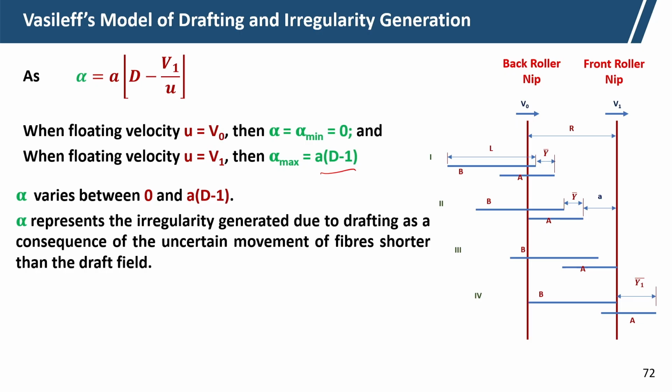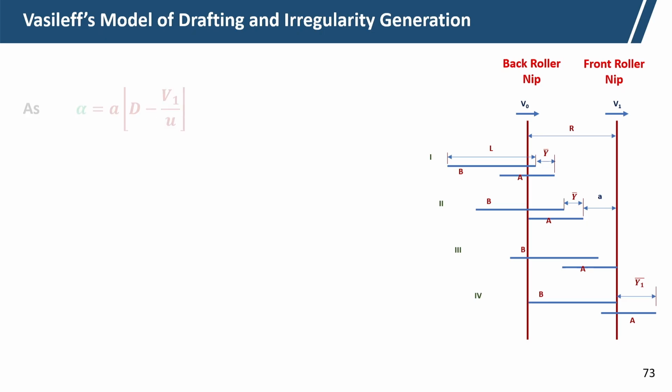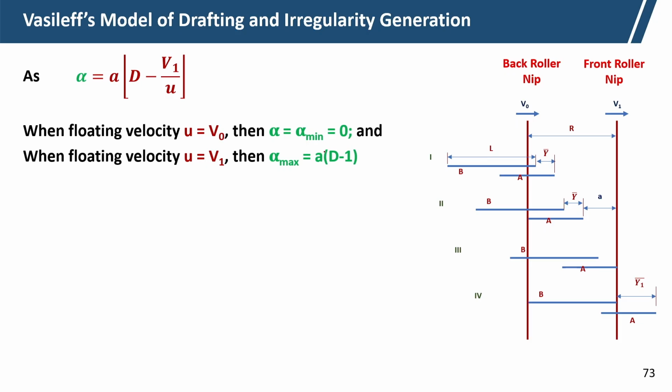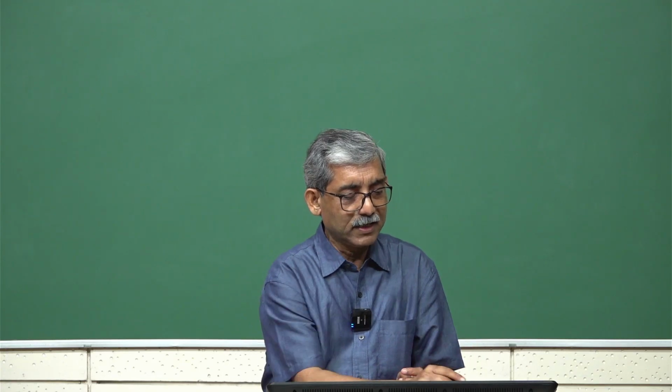So, alpha represents the irregularity generated due to the drafting as a consequence of uncertain movement of the shorter fibers in the drafting zone. During the actual drafting, the short fiber movement is uncertain. We cannot control this movement of the short fibers. This deviation can be minimized by adopting different measures to compel the short fibers to move at the back roller speed. If we want to minimize this, we have to compel the floating fibers to move at the back roller speed till they reach the front roller nip.